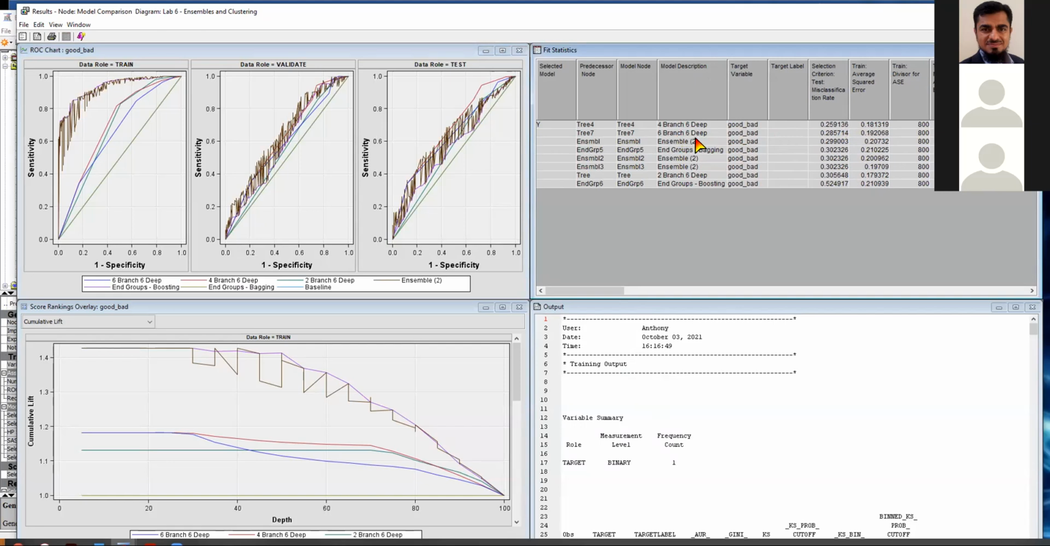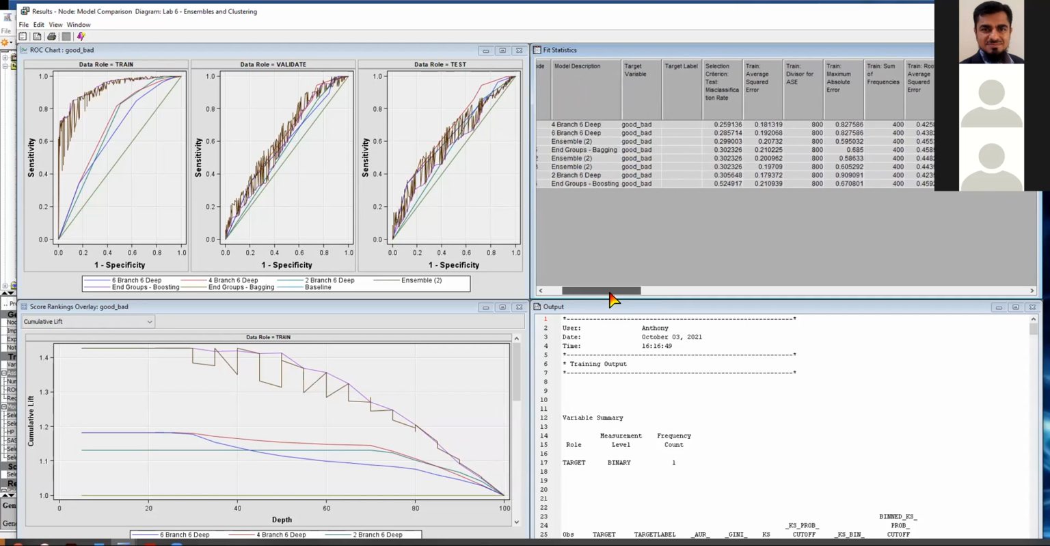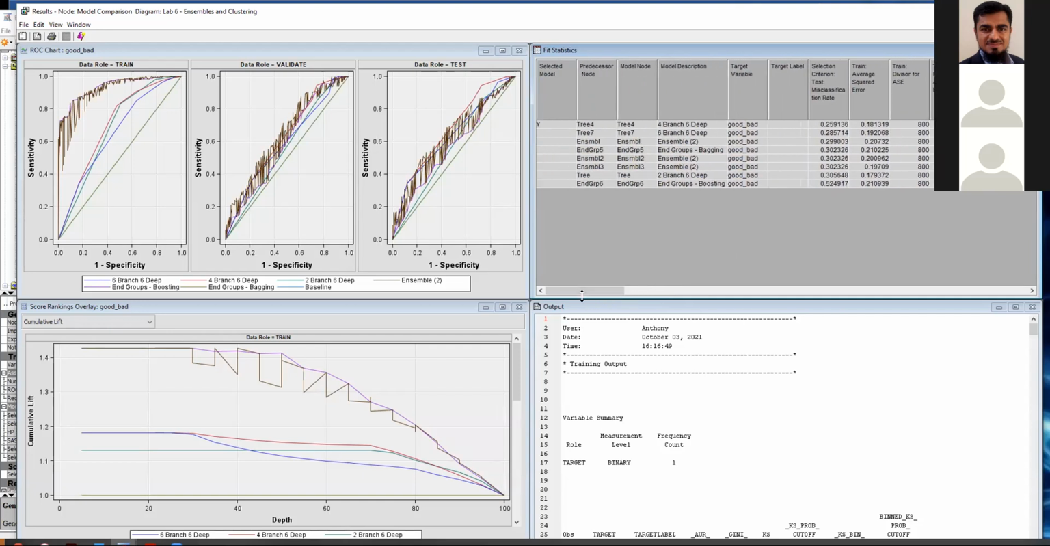So any improvement, it's not happening in misclassification. I don't know if there is a number of branches or depth that would improve that. But as far as these decision trees and ensembles go, the old-fashioned 4-branch 6 deep is still the winner in that whole gathering.